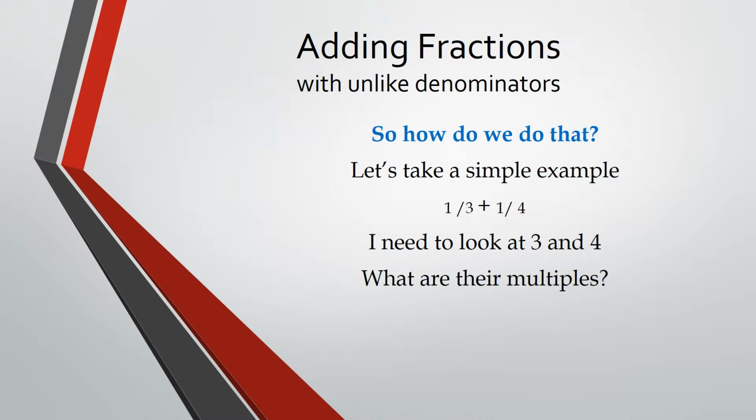So how do we do that? Let's take a simple example. 1/3 plus 1/4. I need to look at 3 and 4. Those are our unlike denominators that we have to make like, or the same. So we're going to look at 3 and 4 and find out what their multiples are.